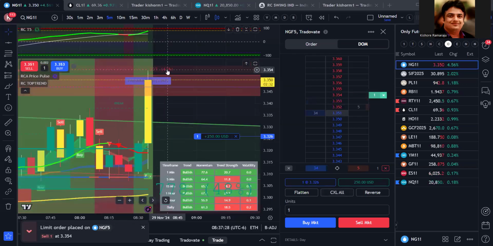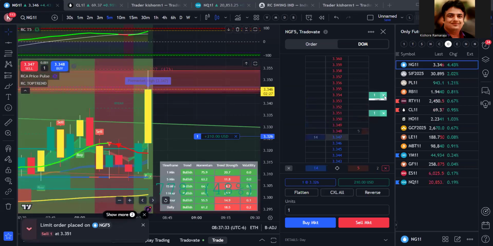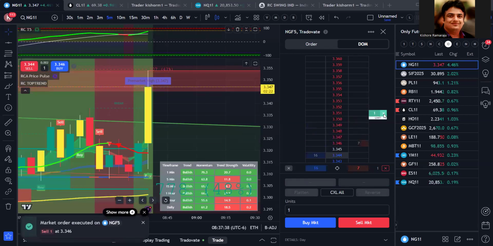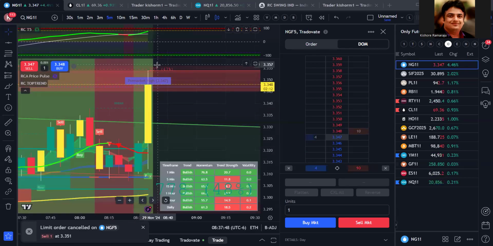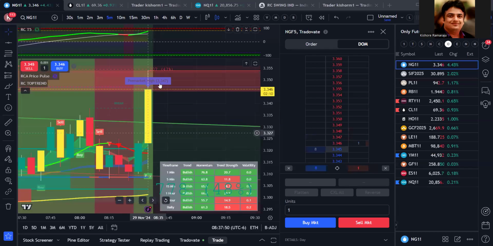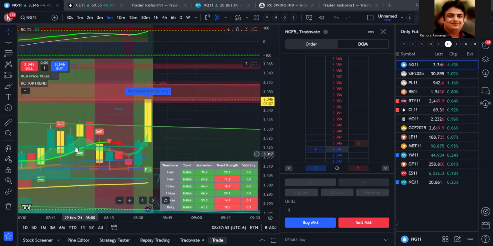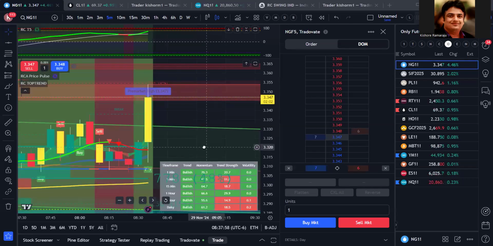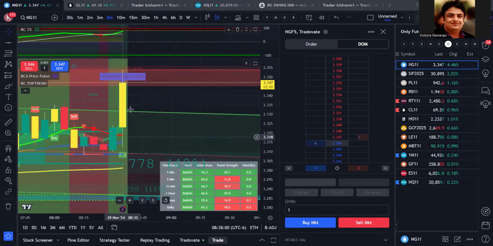So natural gas made a big move. Because the candle is so big, immediately the next candle might drop a little bit. So I take profits. Right? It made nearly $250. So when the market opened, because the trend was completely bullish, more buyers came in and they pushed the price to the top.